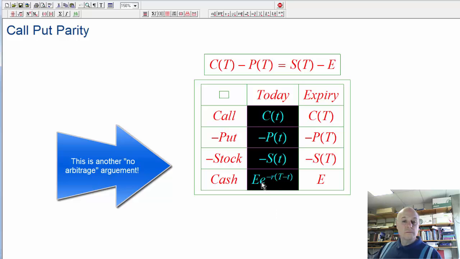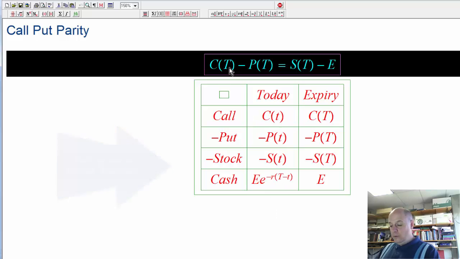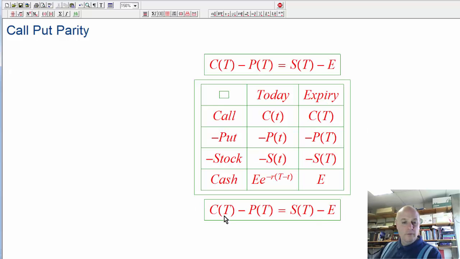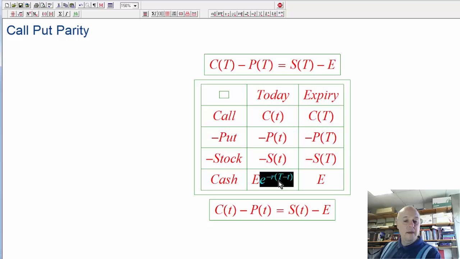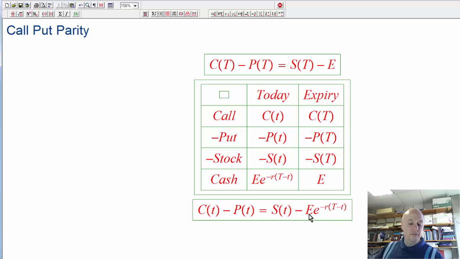So that means that we wrote this piece down as, at expiry proved graphically, but it works for any time as long as I make that cash amount E dollars, as long as I fix that for time value of money. This equation is our call put parity. So at any time, not just at expiry, at any time, if I know what the call's worth and the stock's worth, I can figure out what the put value is.